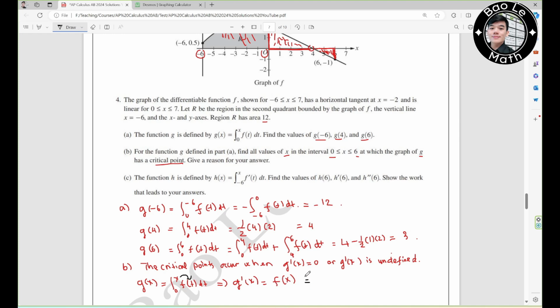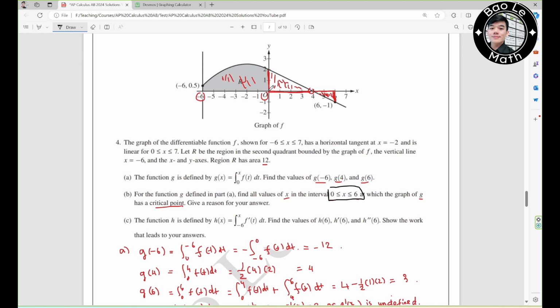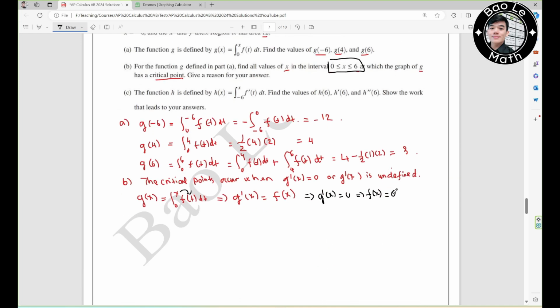Alright, so g prime of s equals 0. Then f of s must be equal to 0. Alright, so we have the domain 0 to 6. So it's going to be from here to here. f of s equals 0 when s equals 4 right here. Alright, so s equals 4.